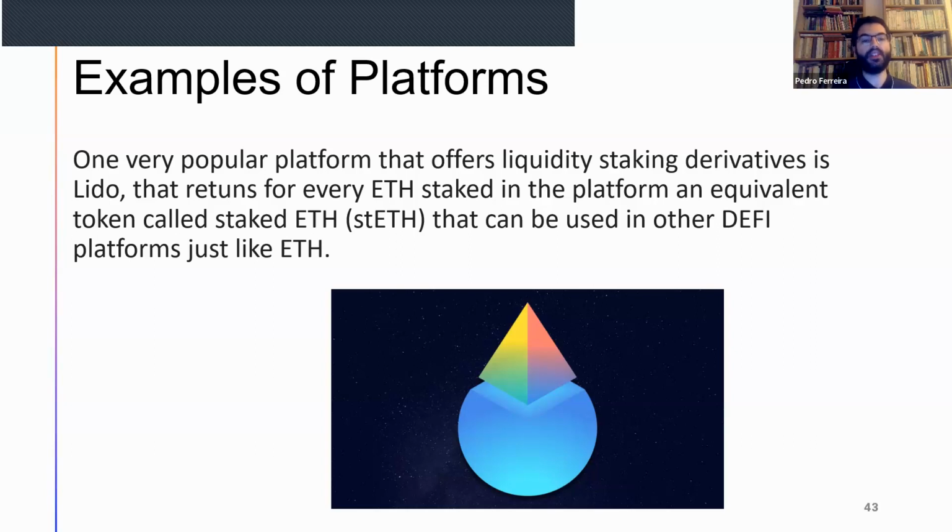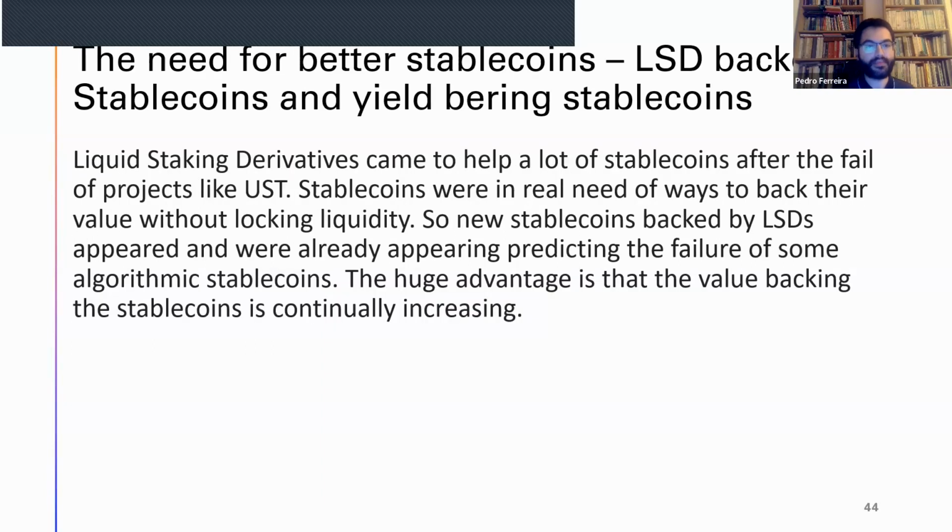For example, imagine that you deposit 32 Ethereum on Lido and they give you 32 stETH. If you lose half of it in a trade, and you're left with 16 staked Ethereum, that means you can only redeem 16 of the Ethereum that you staked in the nodes in the network. Always remember that. But it is a good option because it allows you to leverage your position.